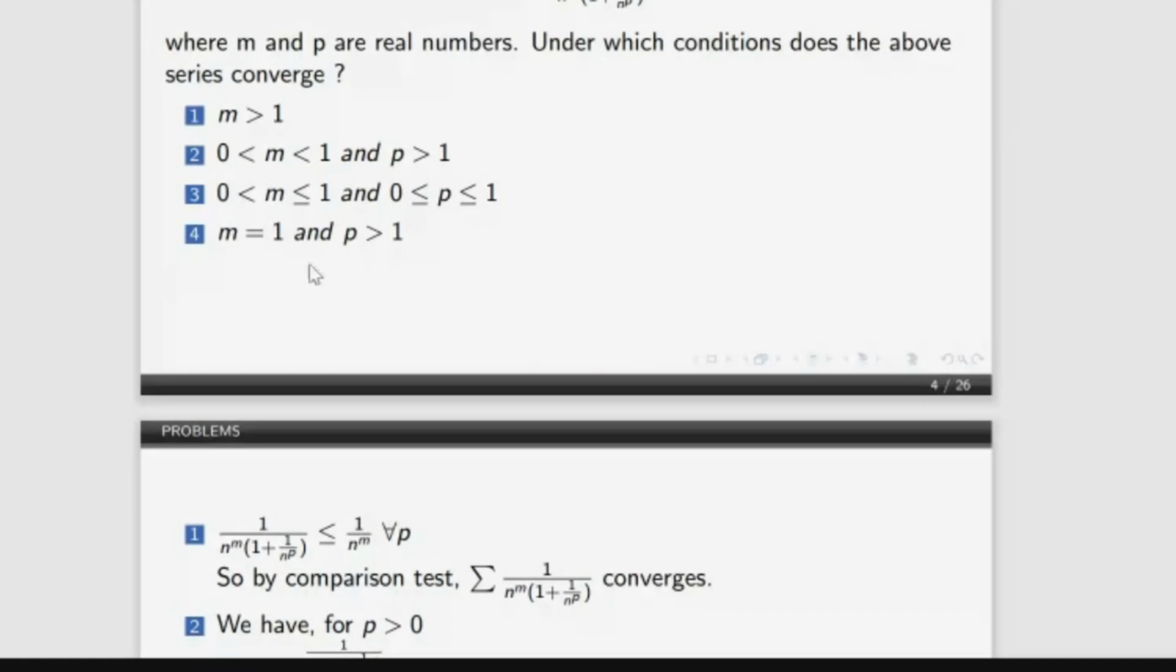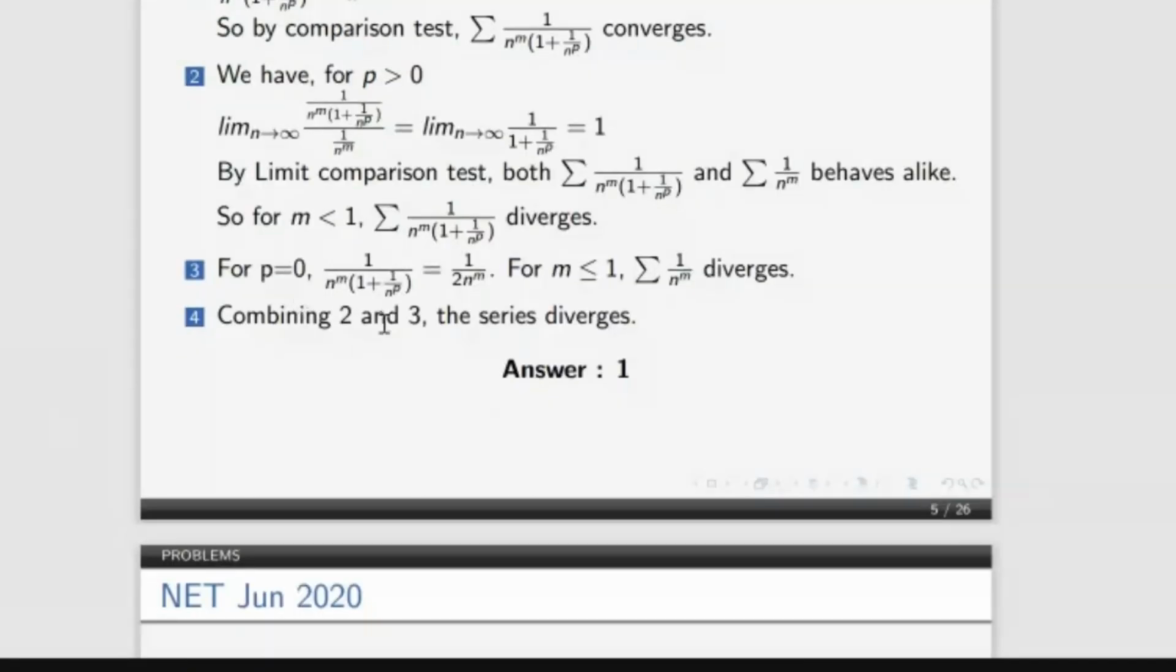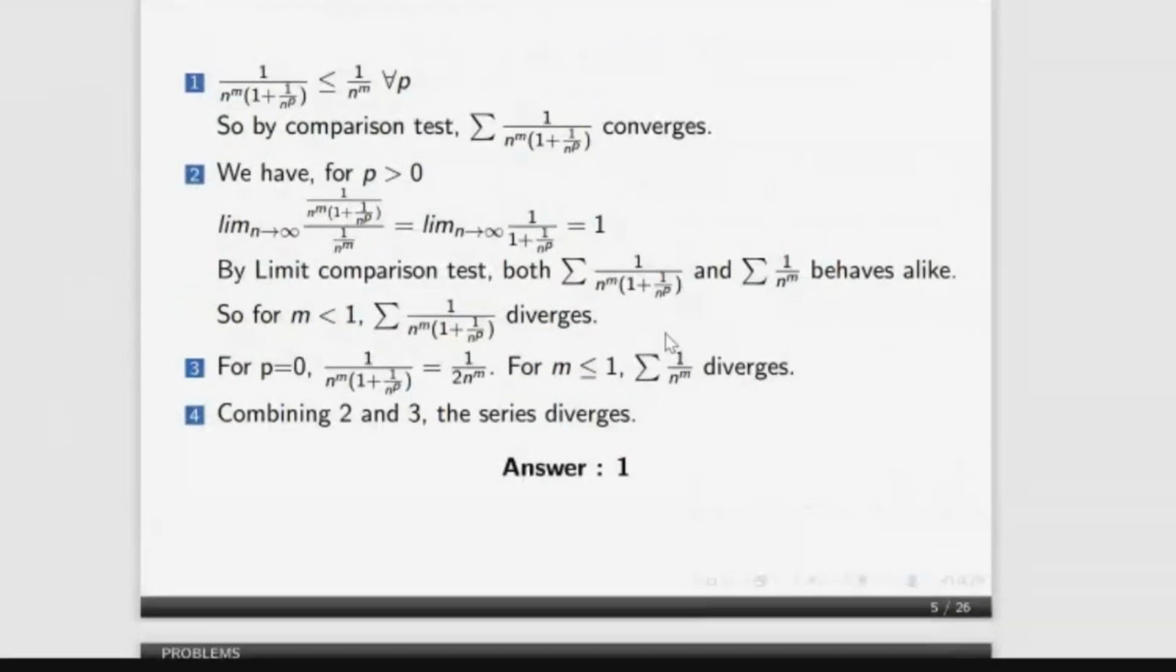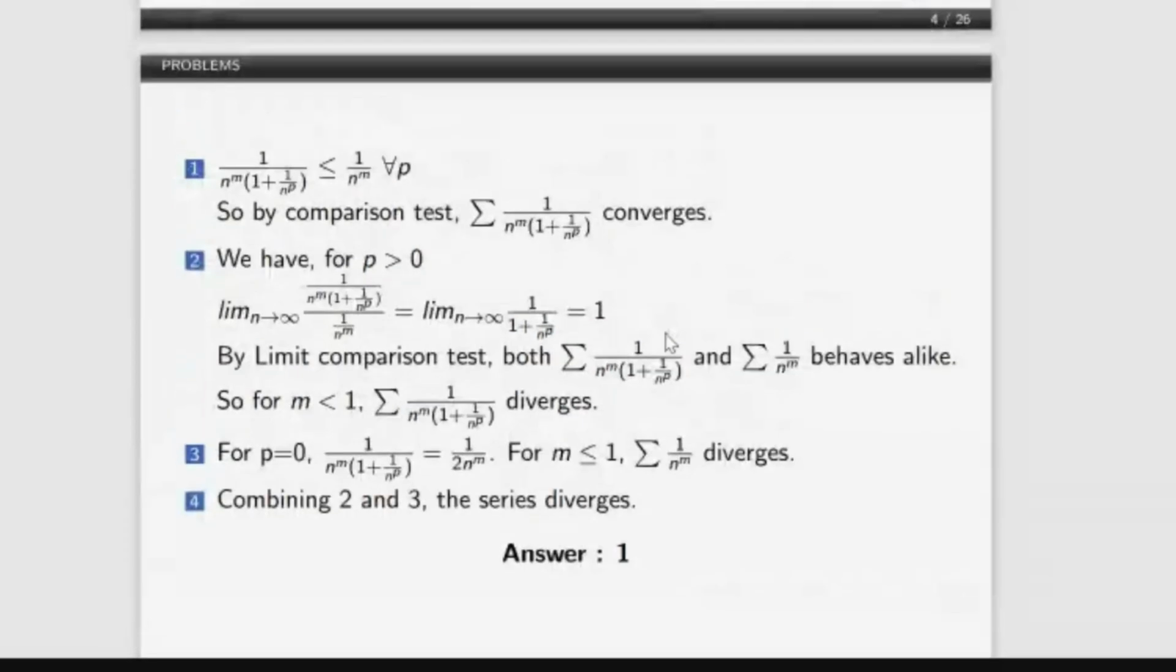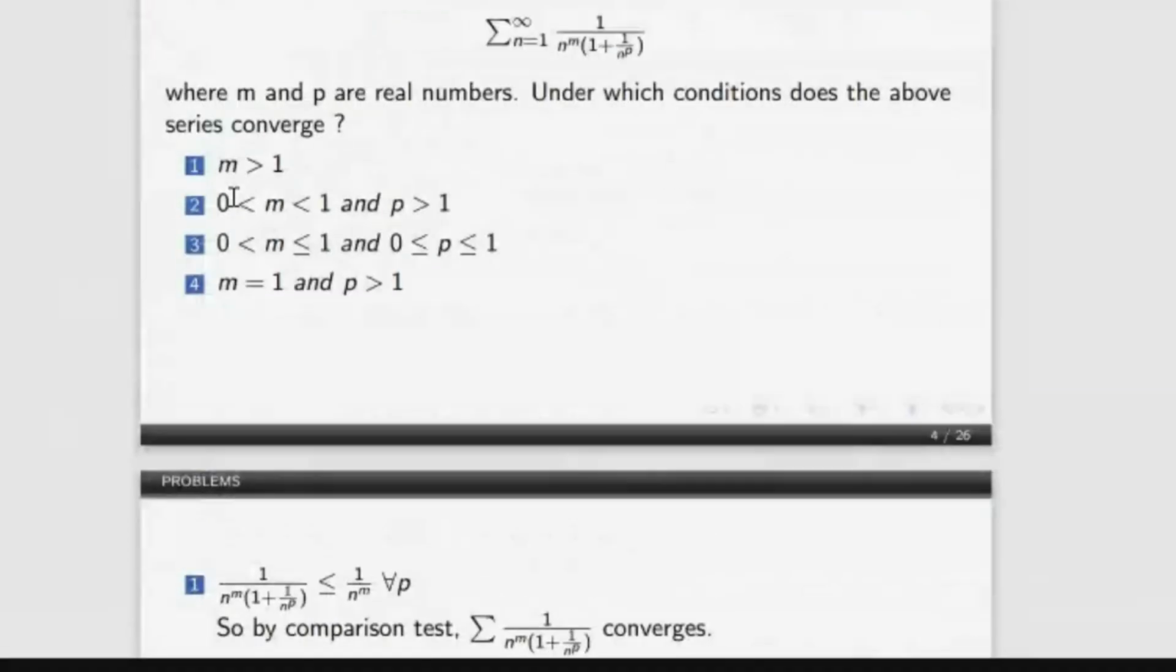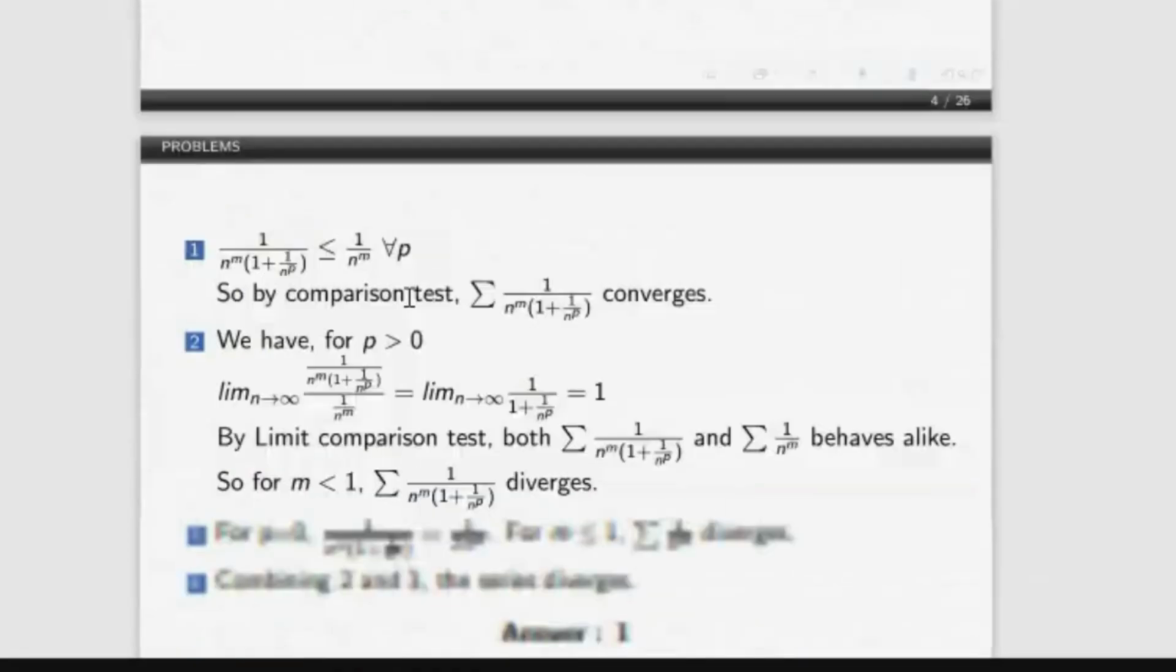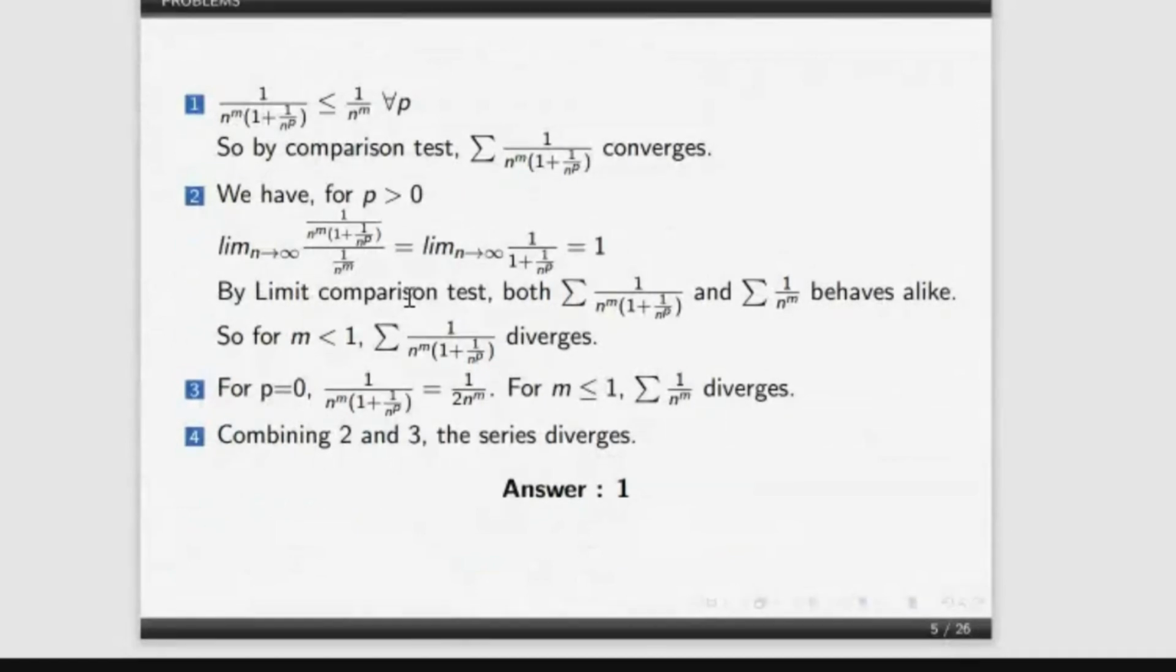And the fourth one is for m equals 1 and p greater than 1, combining this part and this part from options 2 and 3. Combining both, we get that it is again divergent in nature. So the answer is option 1, that is for m greater than 1. Is that clear? Yes, ma'am. Okay.